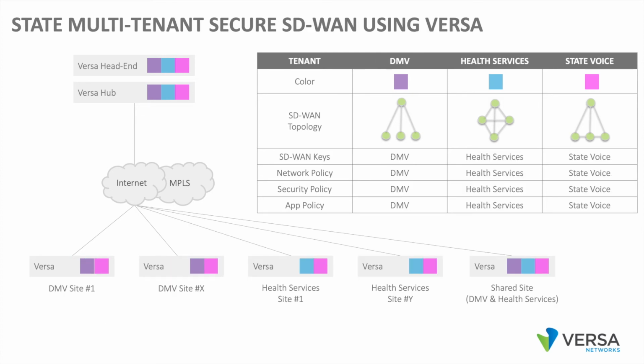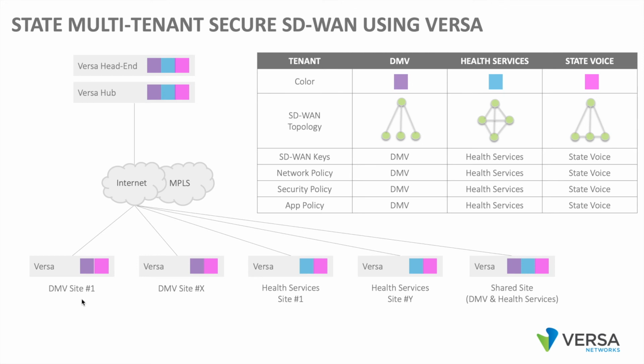And this is an interesting one. So this was a state that was basically transitioning from a multi-tenant MPLS network to a multi-tenant SD-WAN network. So we have the DMV, for example, has their own tenancy, health services has their tenancy, and then they run a statewide voice network, and this is present in all departments. So the DMV has their own topology, their own keys, network policy, security policy, and obviously the head end components and the hubs participate in all tenants.